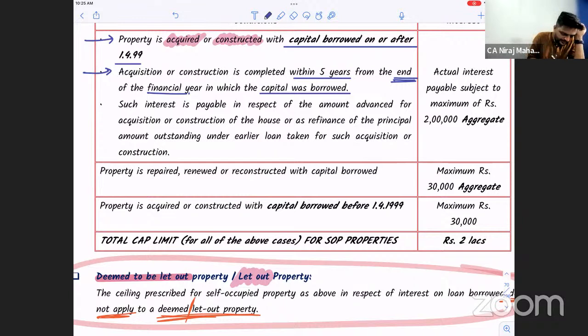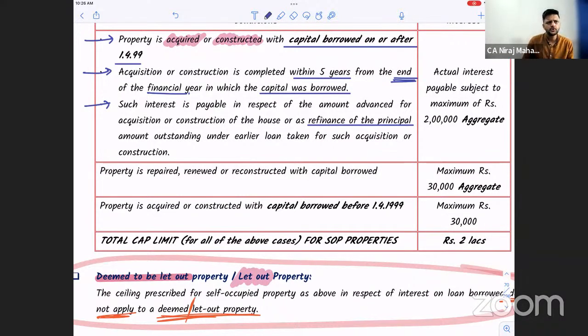Now pay attention. Such interest is payable in respect of the amount advanced for acquisition or construction of the house, or as a refinancing of the principal amount. Refinancing of principal amount means a loan given to repay an earlier loan, that is, a refinance of the principal amount outstanding under an earlier loan taken for such acquisition or construction. Basically, it is acquisition or construction only.